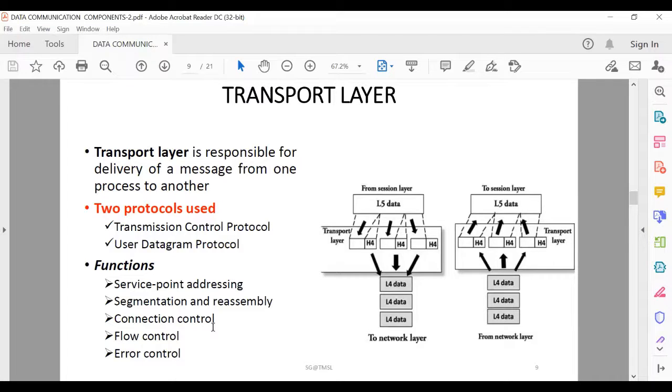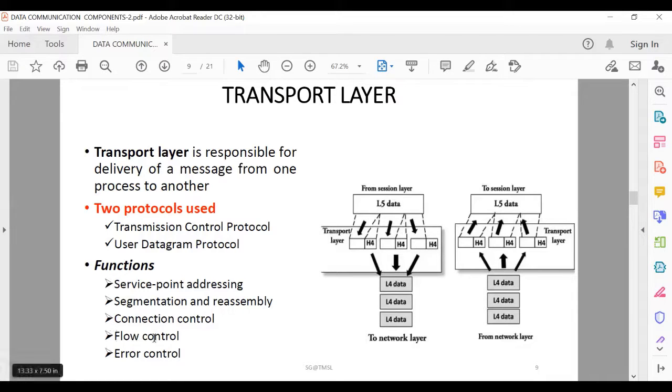Next is the connection control. It provides two services, connection-oriented service and connectionless service. Connectionless service treats each segment as an individual packet, and they all travel in different routes to reach the destination. A connection-oriented service makes a connection with the transport layer at the destination machine before delivering the packets. So here, all the packets travel in a single route.